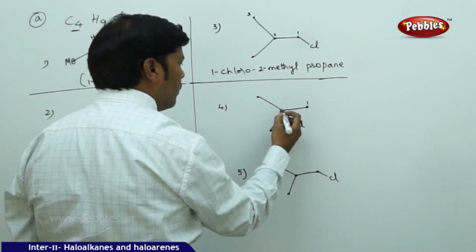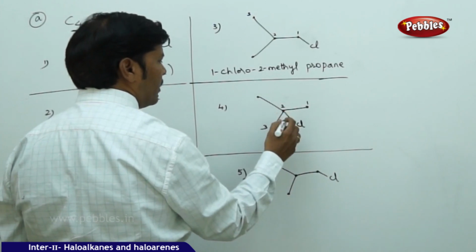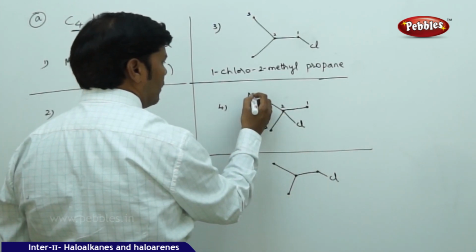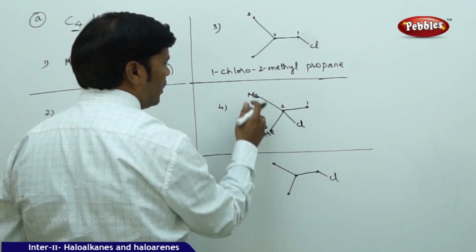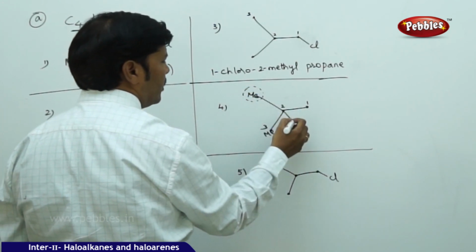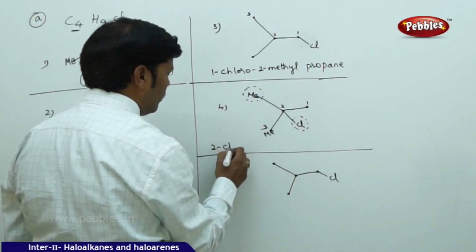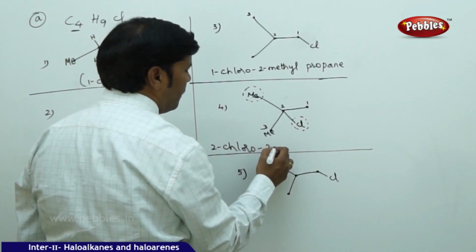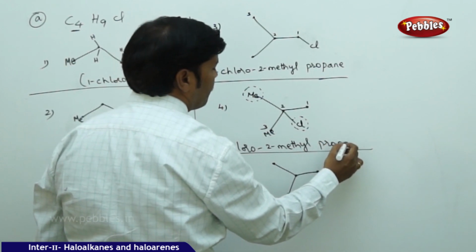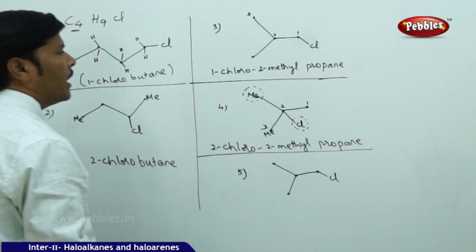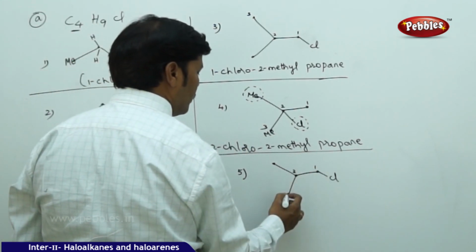So I am coming from here, 1, 2, 3. So what I am doing is, on the second carbon there are 2 substituents. On the second carbon, methyl group, and this is also methyl group. But if you are selecting this as the longest chain, then this is going to become the substituent, and this is also going to become the substituent. So I can just take 2-chloro-2-methylpropane, 2-chloro-2-methyl propane.